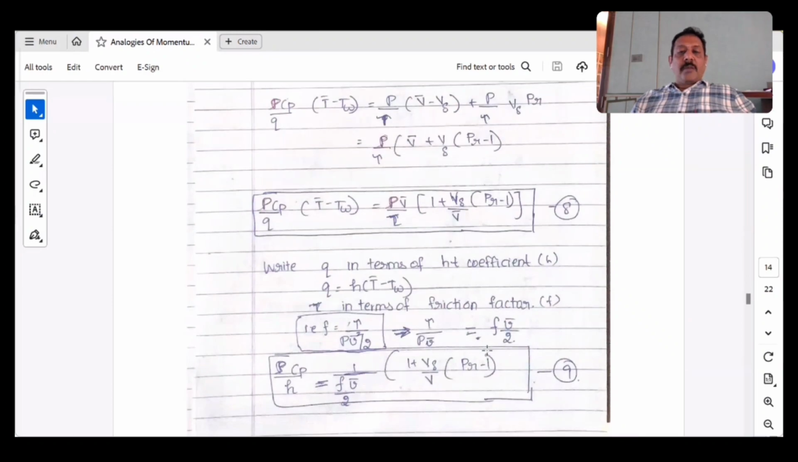Equation 8. Now write in terms of the transfer coefficients. So the heat flux Q can now be written with transfer coefficient H into delta T. Delta T is nothing but T bar minus TW. We are writing the turbulent case now. Similarly, what will tau be? So we know that tau is equal to F into half rho V square, right? Or tau is equal to F into rho V square by 2.